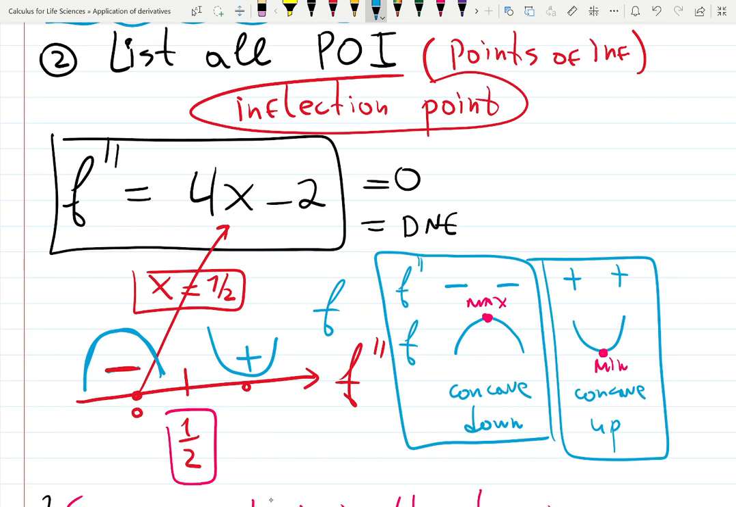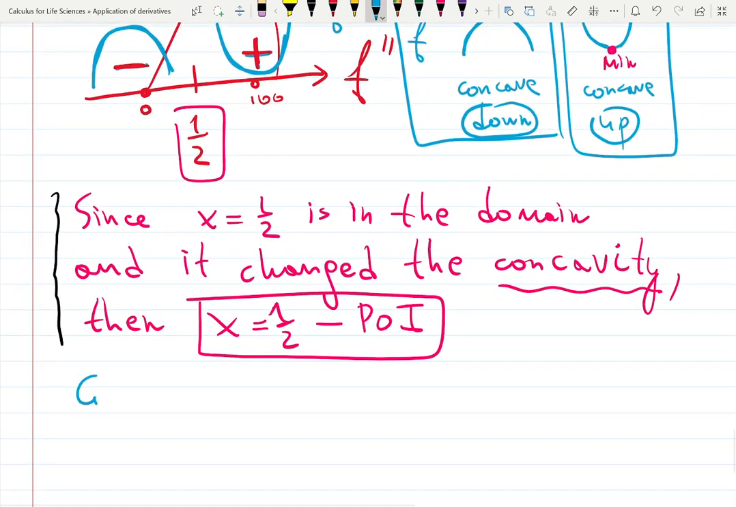Wait, so why is it positive on this side? On the right side, I chose, say, 100. I plug 100 over here. 100 times 4 minus 2 is positive, right? So the second derivative is positive. Then the original function is concave up, like a normal cup. Make sense? Concave down when the second derivative is negative, and concave up when the second derivative is positive. It's kind of the other way around if you think about it. Up versus down. And let's write it down. Good job pointing this out.